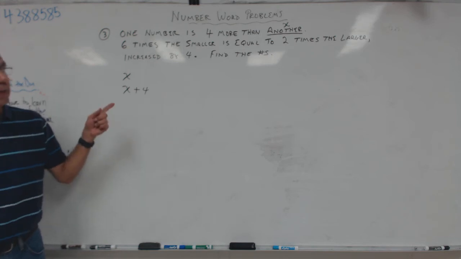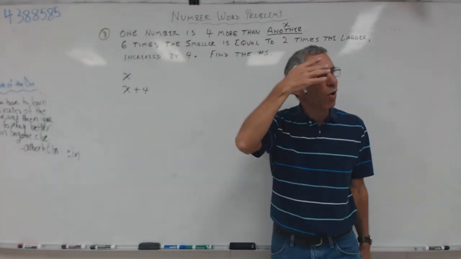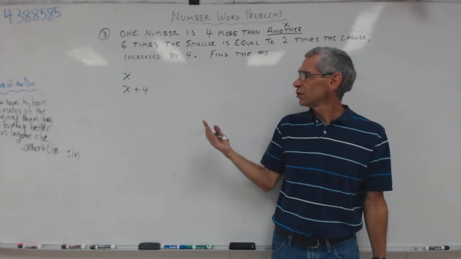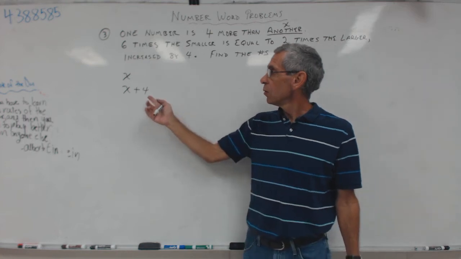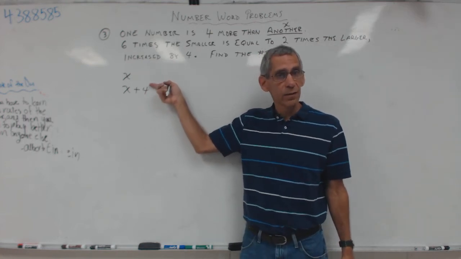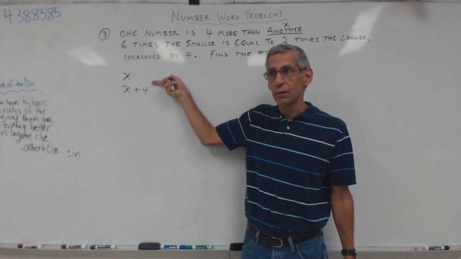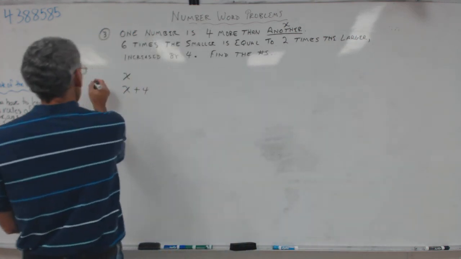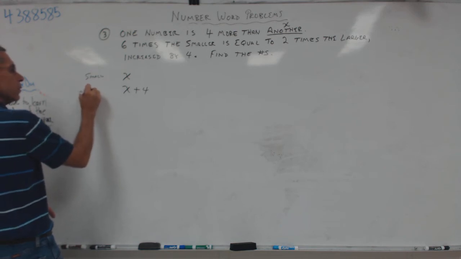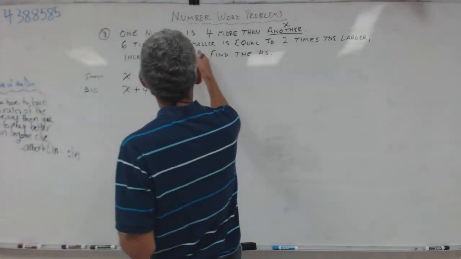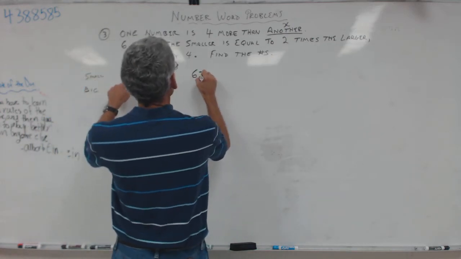Now, the next sentence says 6 times the smaller. Oh no! How do I know which one's smaller? Isn't this obvious? X has to be smaller than this. This is 4 more than this one, right? So this is my smaller one, and this is my bigger one. It says 6 times the smaller, which is x, so 6x.